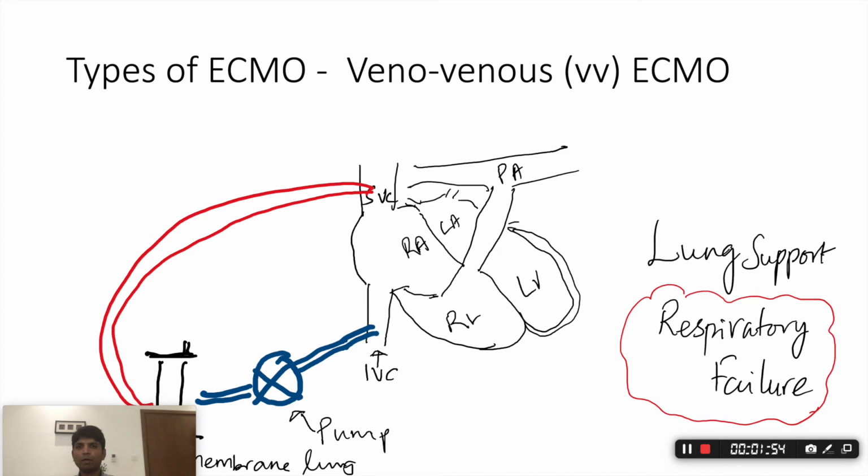ECMO can be provided in two different configurations. The first is veno-venous ECMO. As the name indicates, blood is drawn from one of the great veins in the body, passed through the membrane lung, and pumped back into the other great vein. This configuration of ECMO can take over the function of the lungs and is used for respiratory failure.